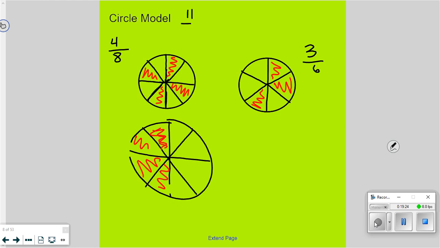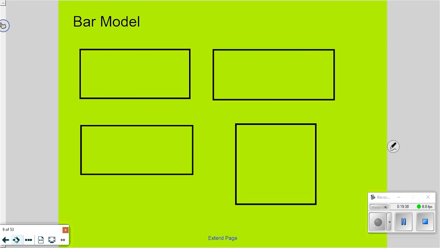Do they have to look the same? No, they don't have to look the same. But do they have to be worth the same? Yeah. All right. Next page, or if you have space underneath, this will be your new subtitle. Bar model. That is either your subtitle or your next title, depending on what you've got space for.